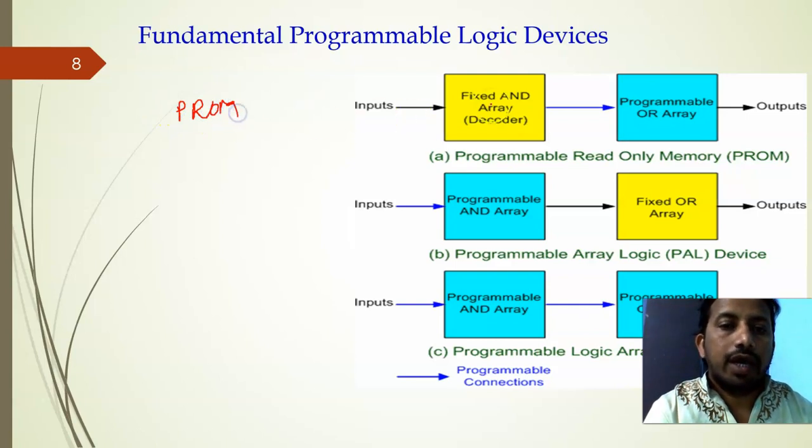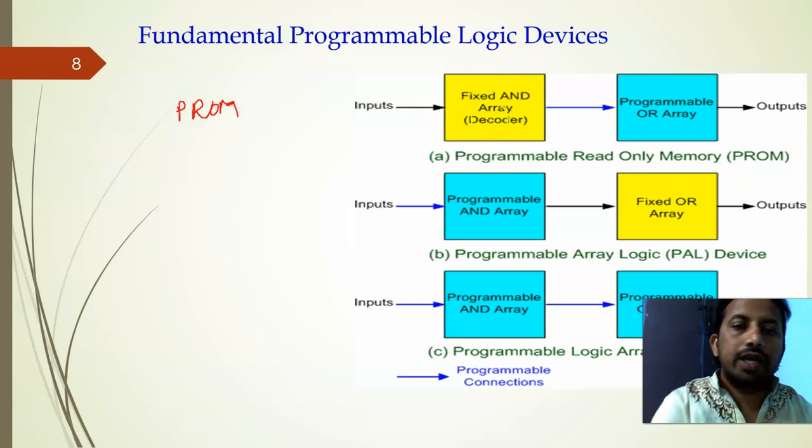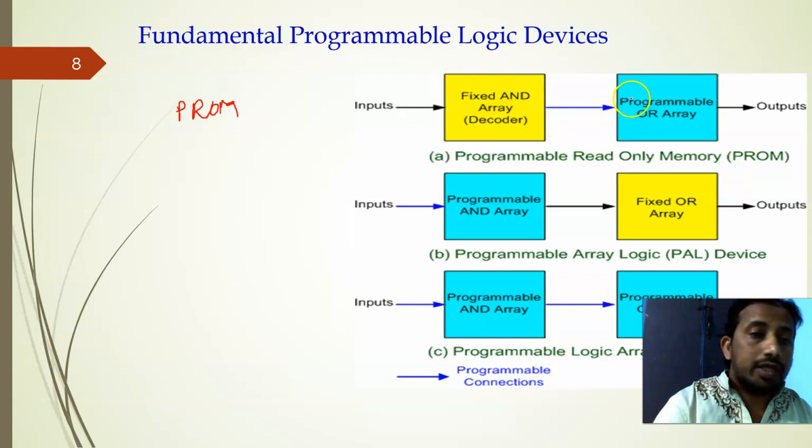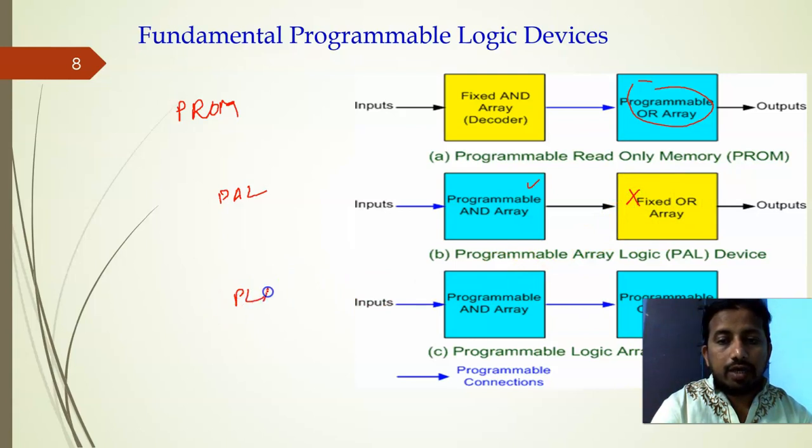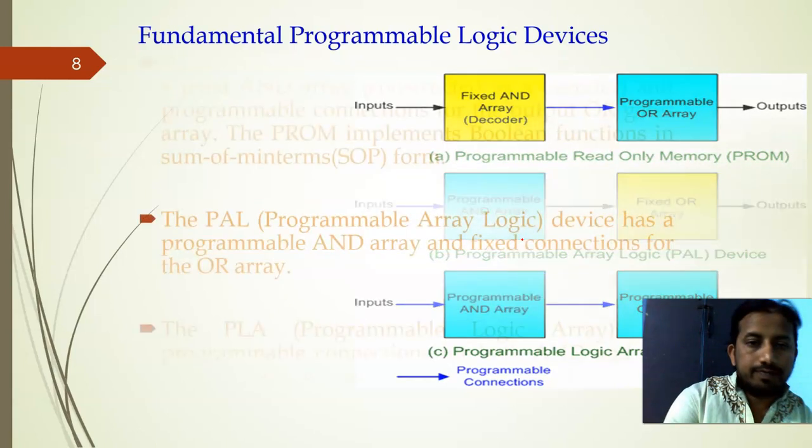When you go for the PROM, the AND array is fixed. You can't change the AND array. The AND array is not programmable, and the OR array is programmable. Similarly, when you go for PAL, programmable array logic, the AND array is programmable, but the OR array is not programmable, it is a fixed one. When you go for PLA, both the AND array and the OR array are programmable. So these are the fundamental differences between PROM, PAL, and PLA.